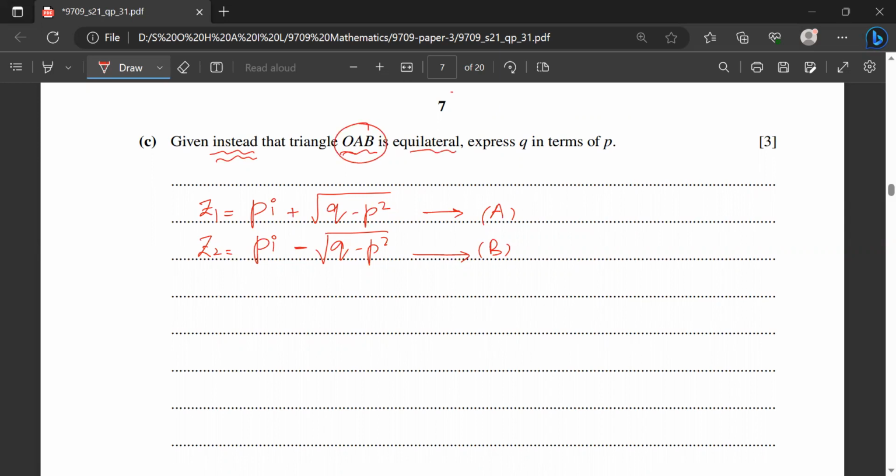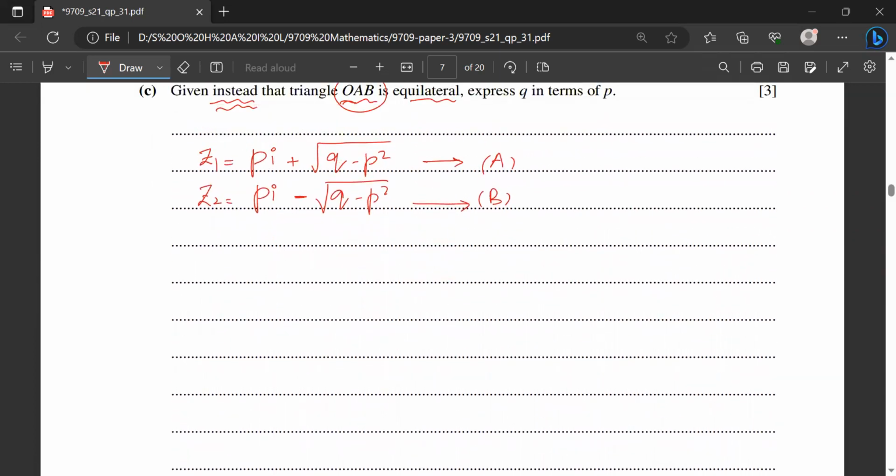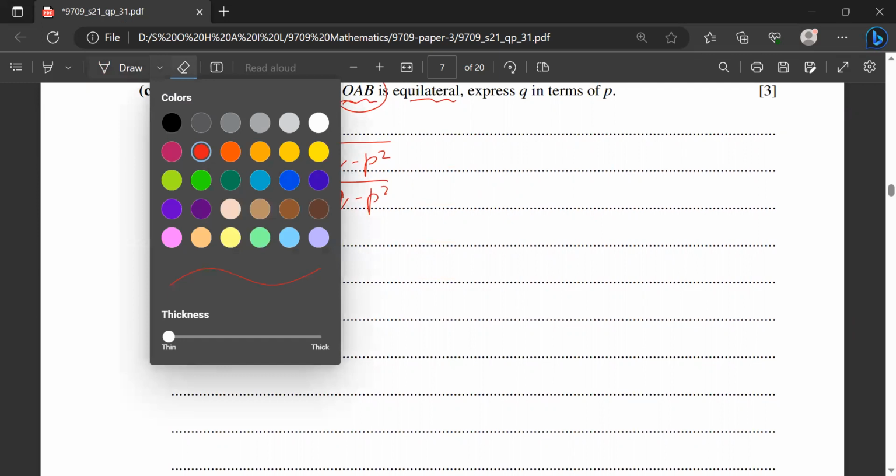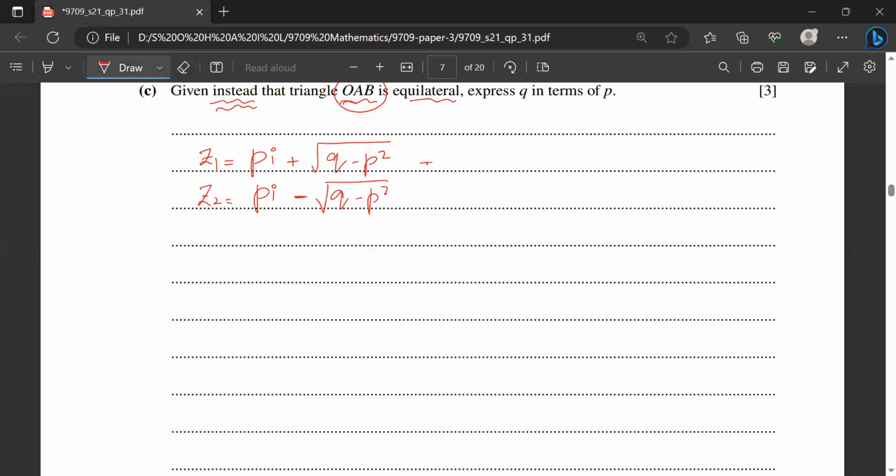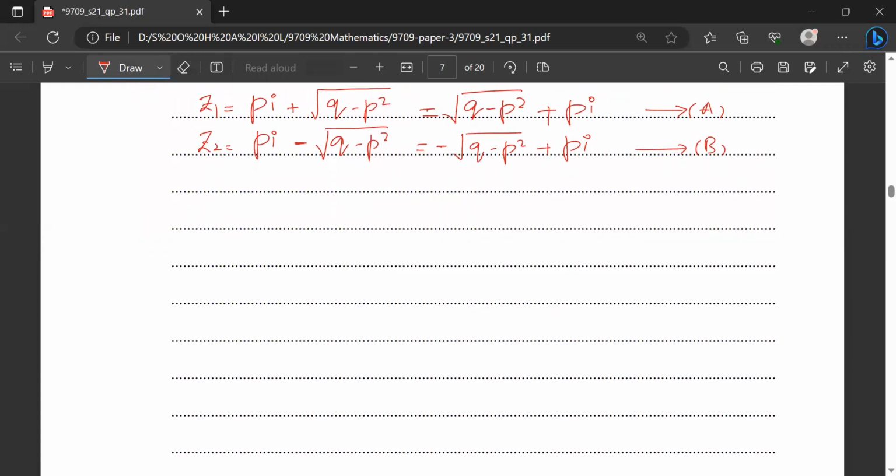OAB is an equilateral triangle. I can write these two as, first rearranging, just for understanding: square root of Q minus P square plus P iota is A, and minus square root of Q minus P square plus P iota is B. For these two points, notice that the imaginary parts are equal, the same Pi and Pi. P is the imaginary part.